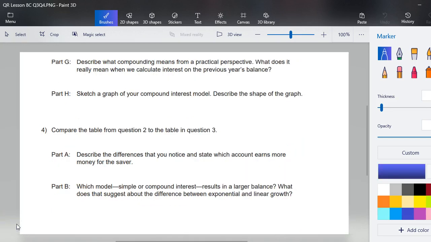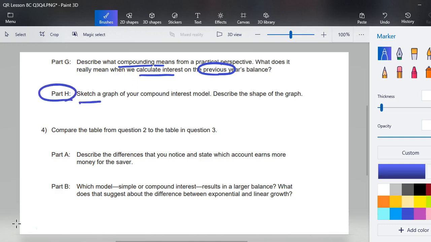So finishing up question 3, part G asks us to describe what compounding means from a practical perspective. What does it really mean when we calculate interest on the previous year's balance? And you could write something like interest is accruing on the original balance plus the interest that has already accrued.